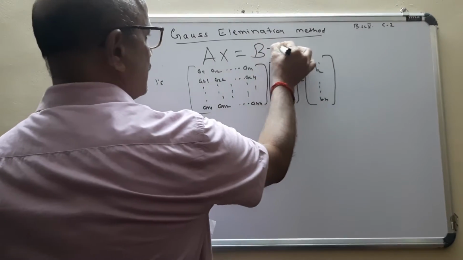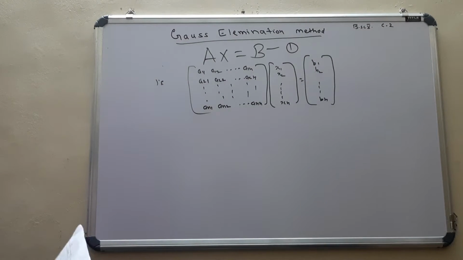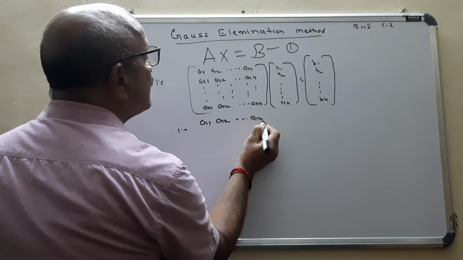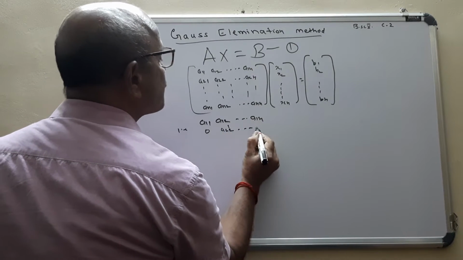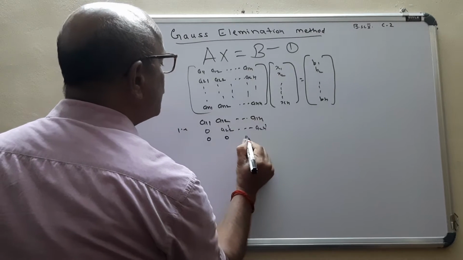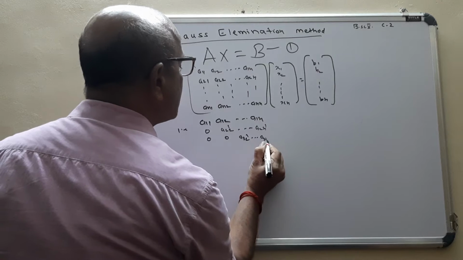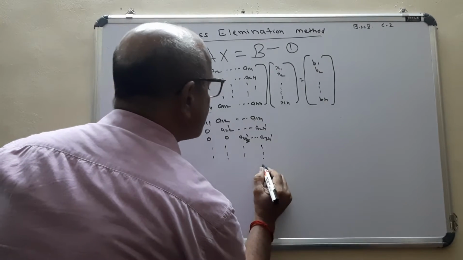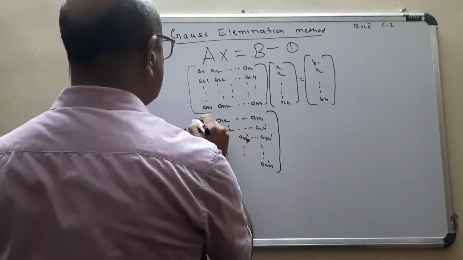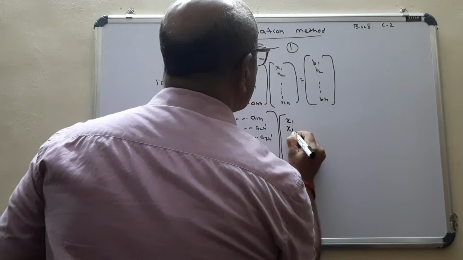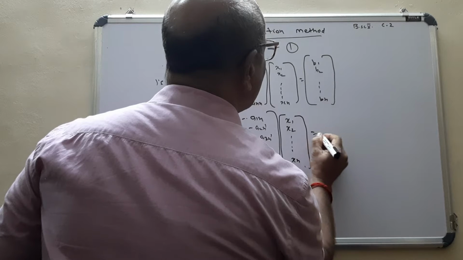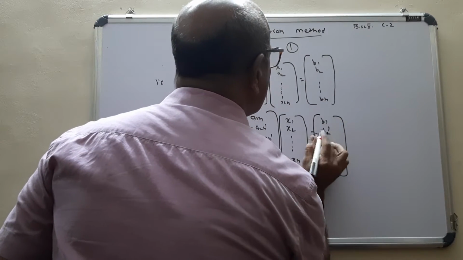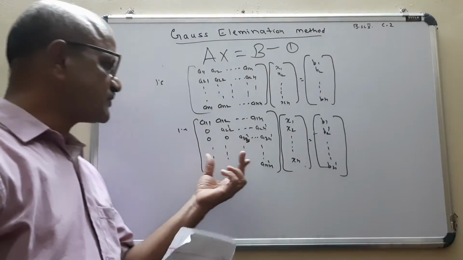of equation 1 can be reduced to an upper triangular matrix, that is, A11, A12, A1n, 0, say A22 dash, A2n dash, 0, 0, say A33 dash, A3n dash, etc., lastly Ann dash, times x1, x2, etc., xn, is equal to b1, b2 dash, etc., bn dash.